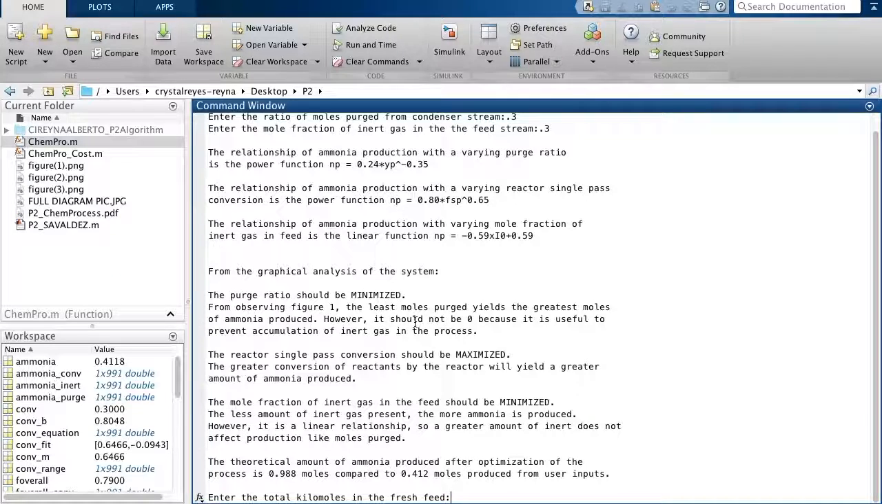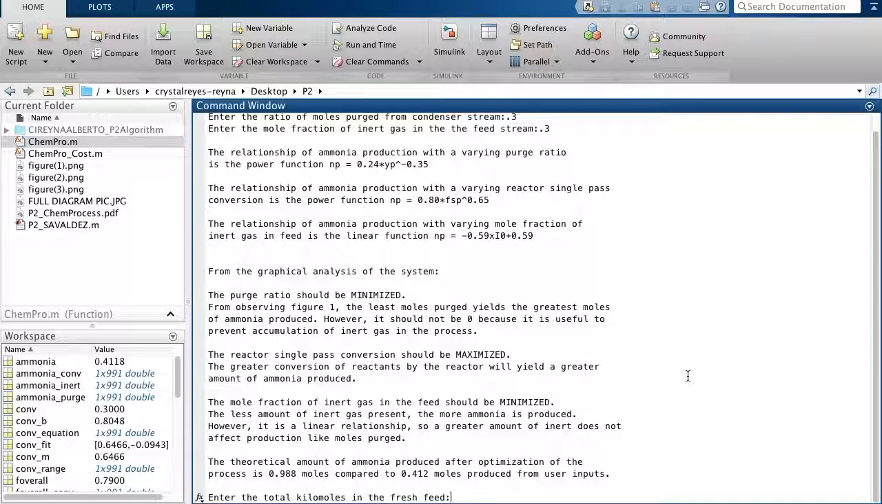From the graphical analysis of the system, the purge ratio should be minimized. From observed figure 1, the least moles purged yields the greatest moles of ammonia produced. However, it should not be 0 because it is useful to prevent the accumulation of inert gas in the process. The reactor single pass conversion should be maximized. The greater conversion of reactants by the reactor will yield a greater amount of ammonia produced.